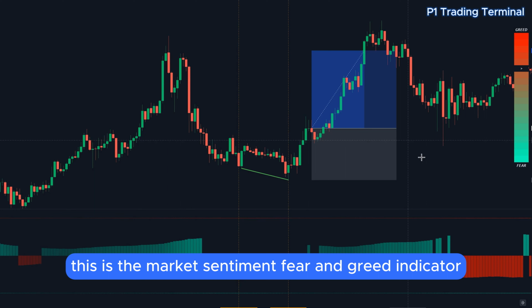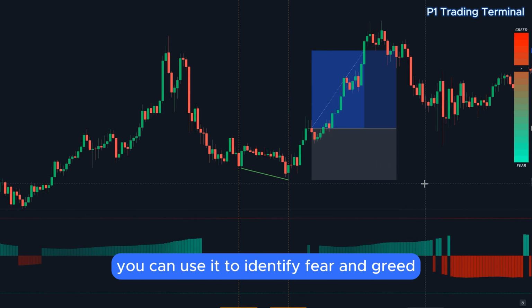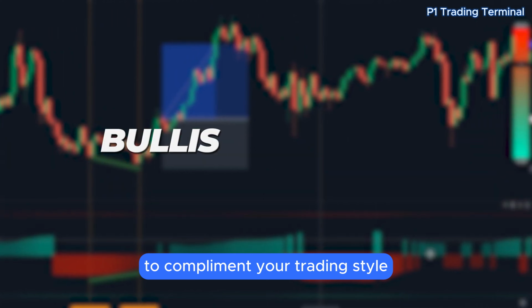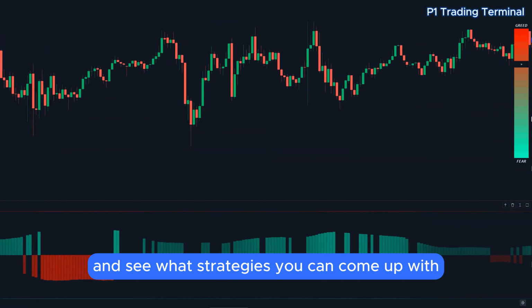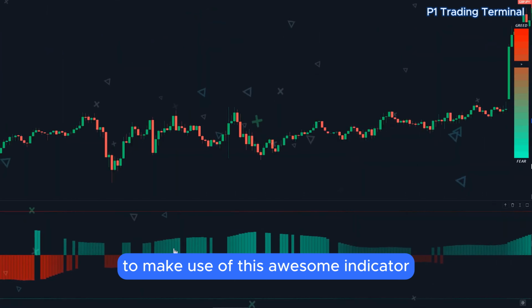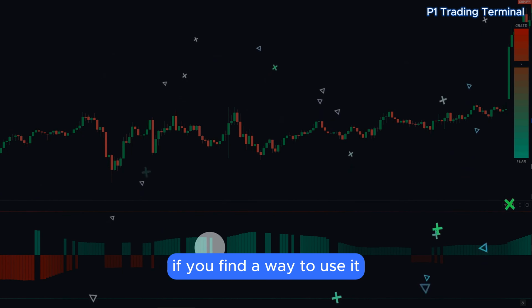This is the market sentiment fear and greed indicator. You can use it to identify fear and greed, or bullish and bearish sentiment in the market, to complement your trading style. Go ahead and play around with it and see what strategies you can come up with to make use of this awesome indicator.